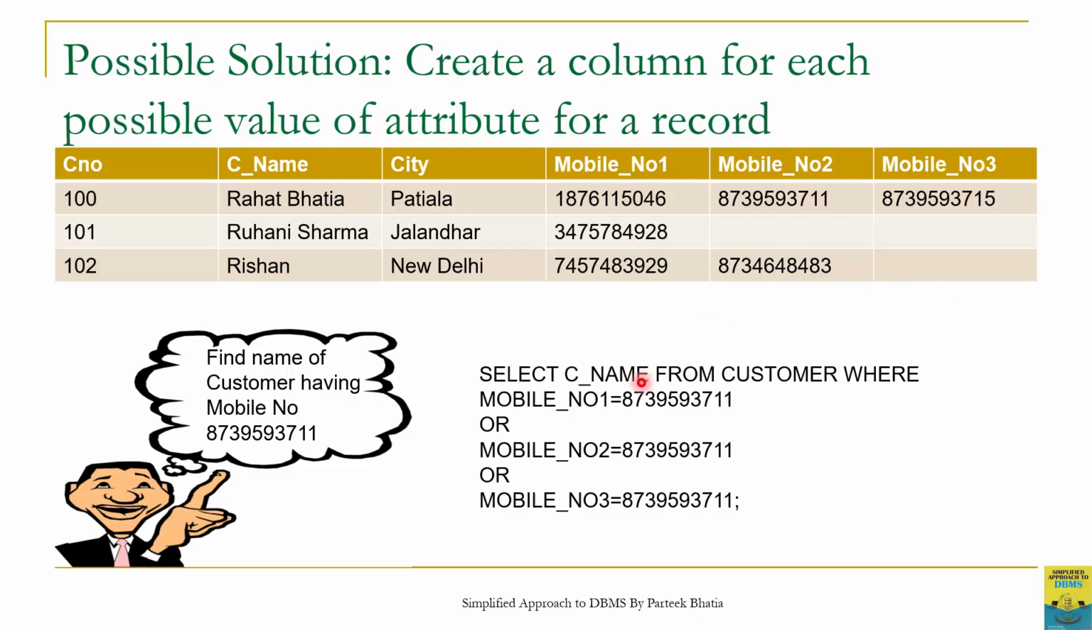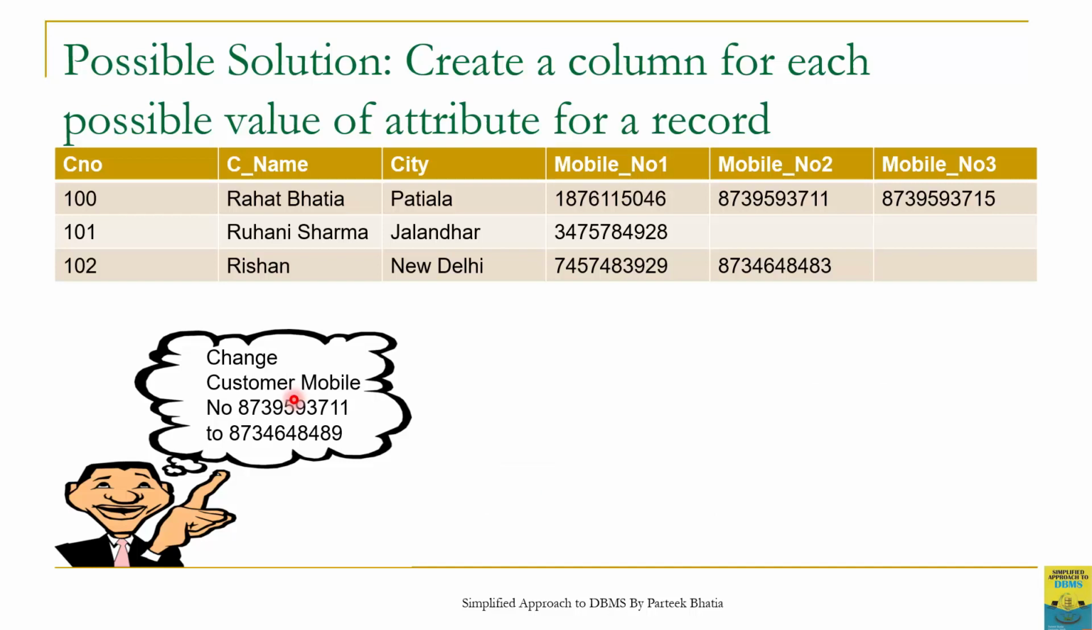And the query will be select C underscore name from customer where mobile underscore number 1 is equal to this number or mobile underscore number 2 is equal to this number or mobile underscore number 3 is equal to this number. So you can see that for a simple operation, we have to write a very complex query. The simplicity of the relational model is lost in this process. This is about the retrieve operation. But if we consider update or delete operation, the problem will be much more complex.